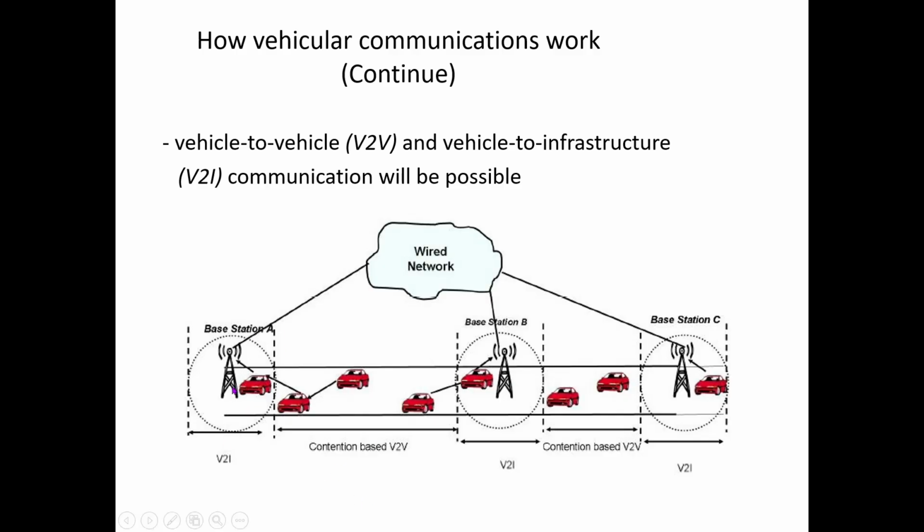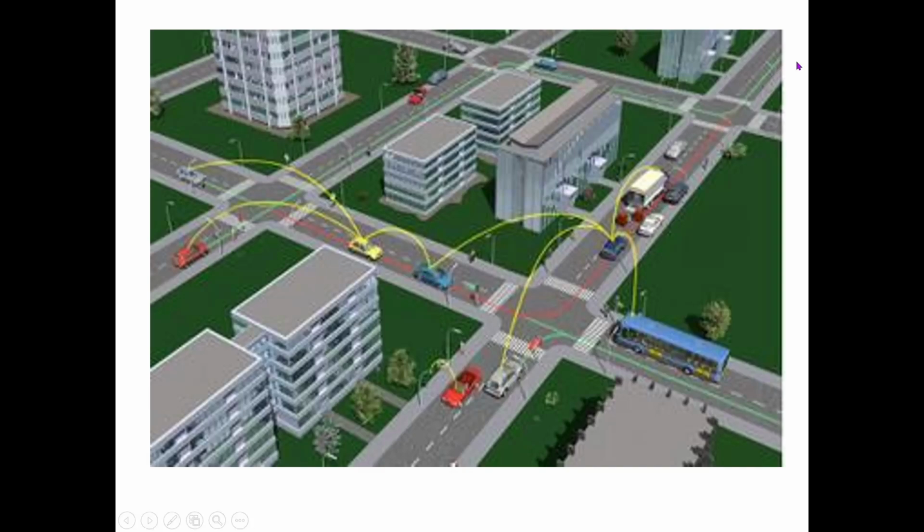Here, vehicle to infrastructure communicates from one station to another station. First, base station A, base station B, and base station C. From the vehicle to infrastructure, it will pass the information to station B, and station B sends the information to station C. These are connected through wired networks. This is how the vehicular networks are connected from vehicle to infrastructure. One device is connected to another.